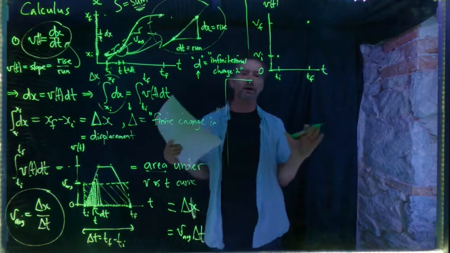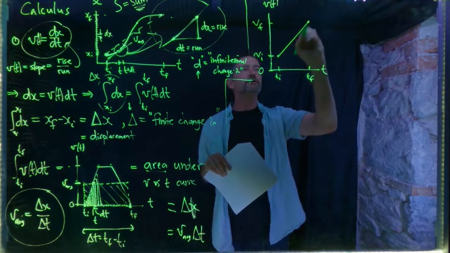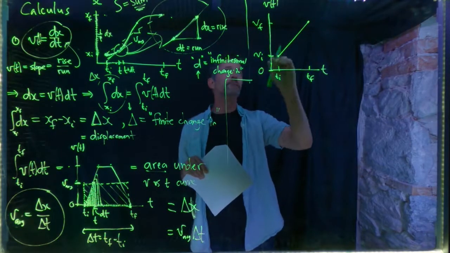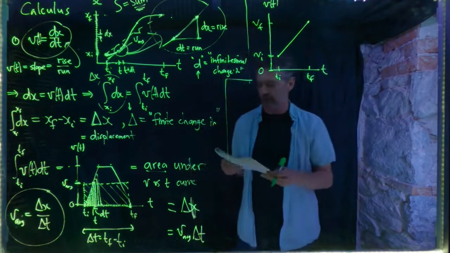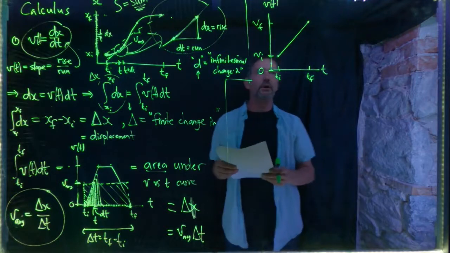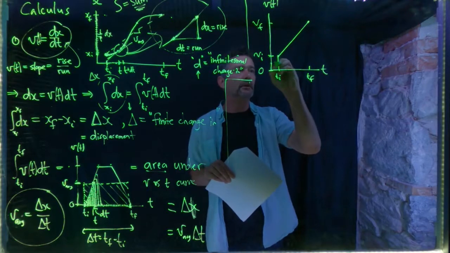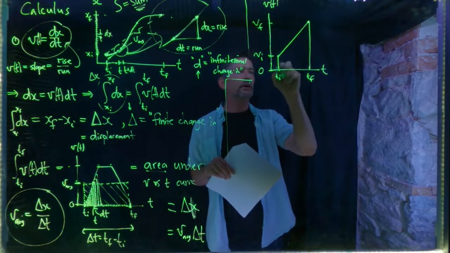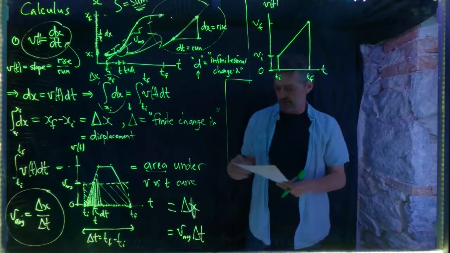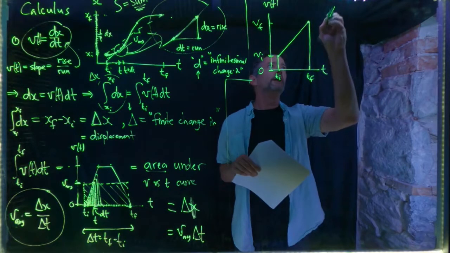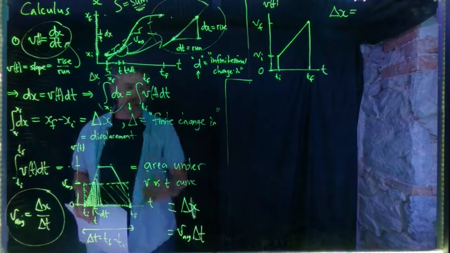Now the simplest possible situation is when we connect these two points with a straight line. So this says that the velocity, as time goes on, is increasing linearly with time, or decreasing, or whatever. It's just a straight line. And so let's figure out the area under this curve, starting at 0. Okay, so how do we figure this out? Delta x is equal to the area under the velocity versus time curve.